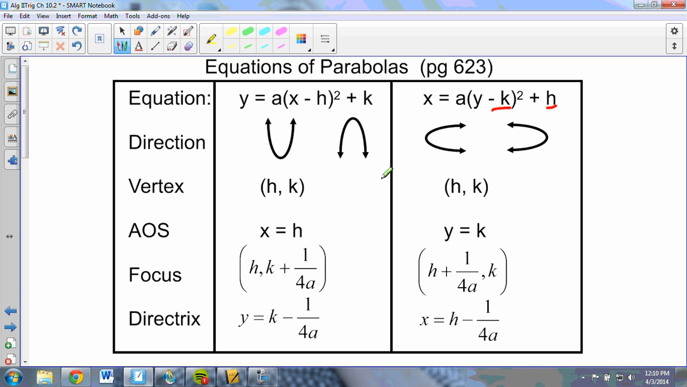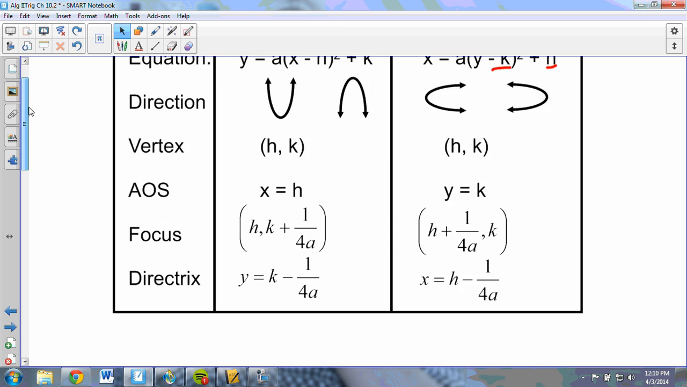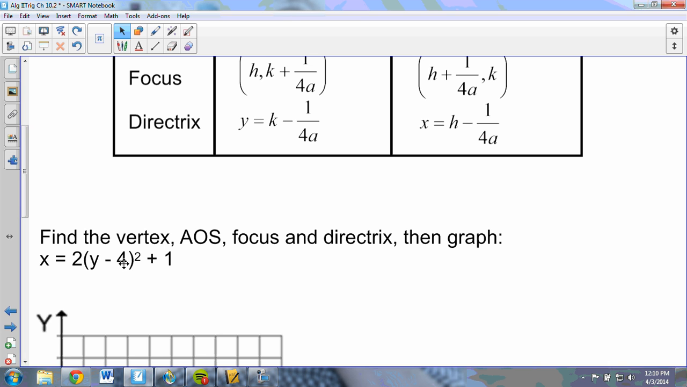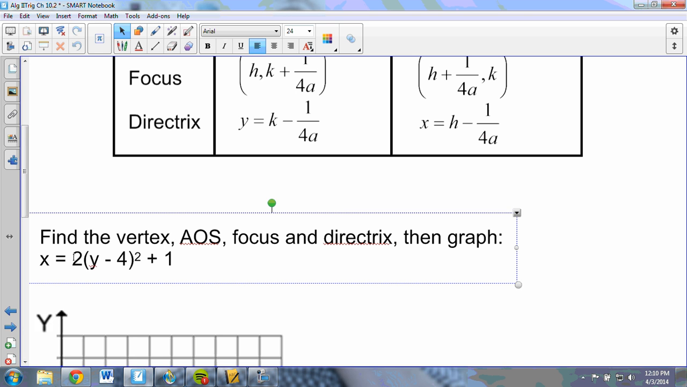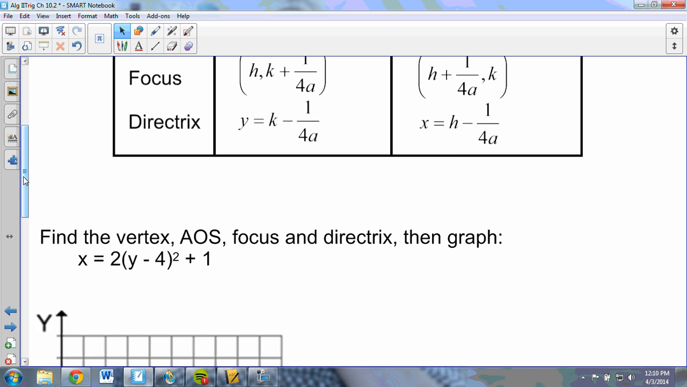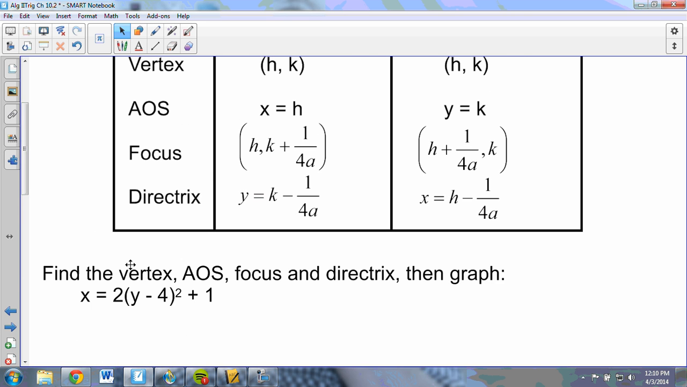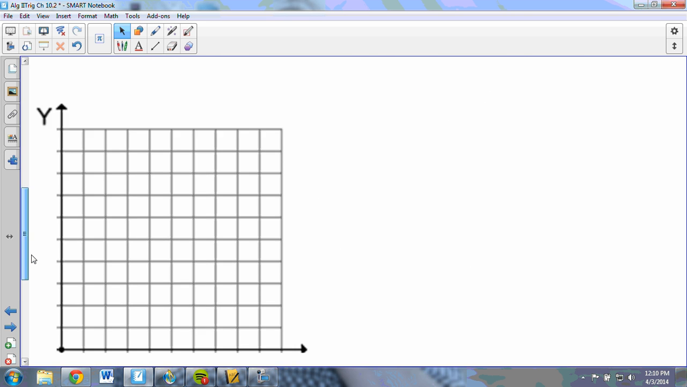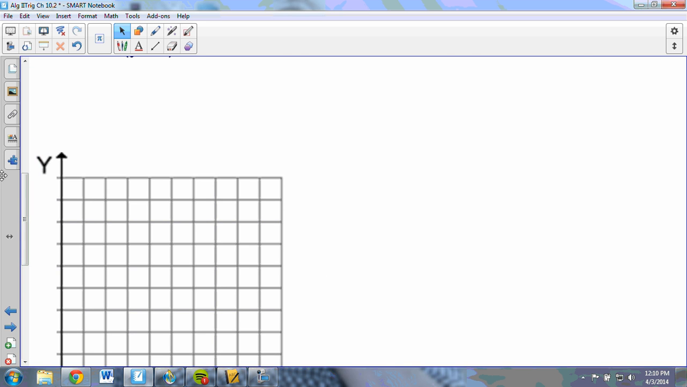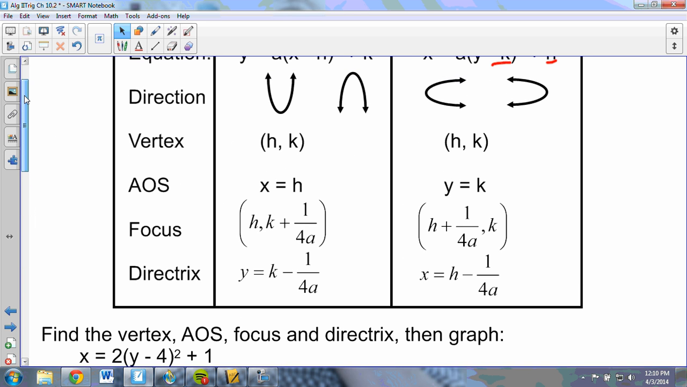So I'm going to keep scrolling up and down and referring back to this. But we are going to graph this equation together. X equals 2 times y minus 4, squared, plus 1. I'll leave it like that for now. What type of parabola is this going to be? It's going to be sideways. Is it going to point to the right or point to the left?